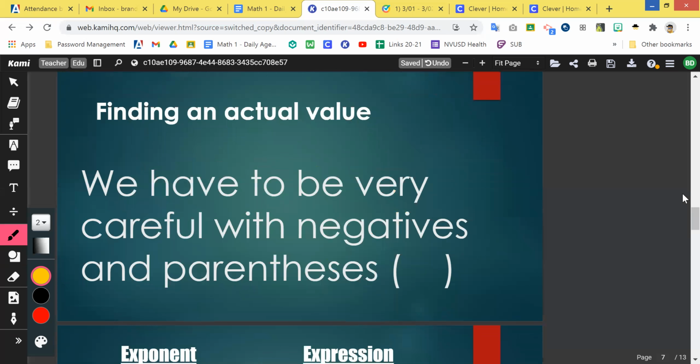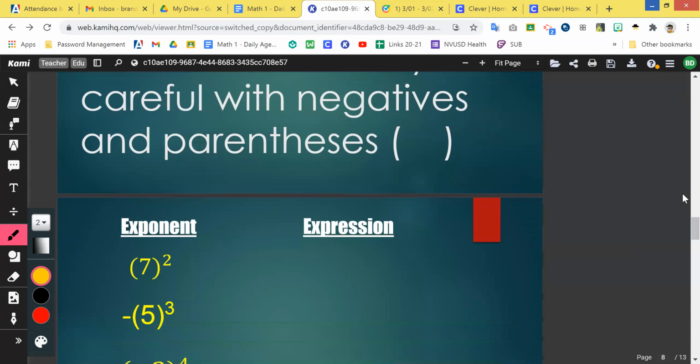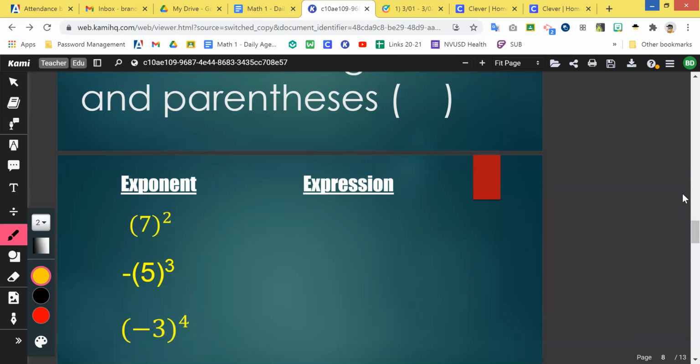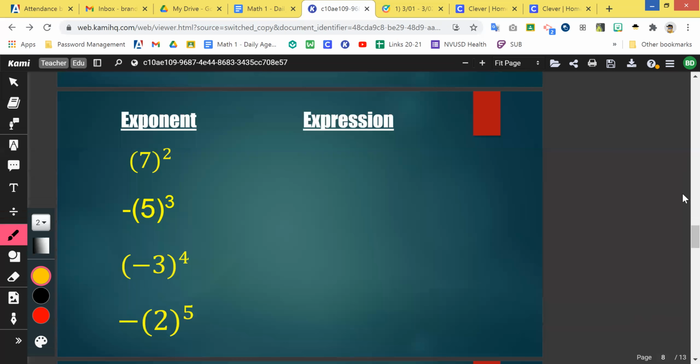So when we're finding actual values, the thing we got to be really careful with is when we have negatives. So depending on the location of the negative, we have to think about what that means in terms of order of operations. So we have a couple different examples here. We have 3 different examples. The first one, 7 squared, there's no negative here, so that literally can just be written as 7 times 7, which we can simplify as 49.